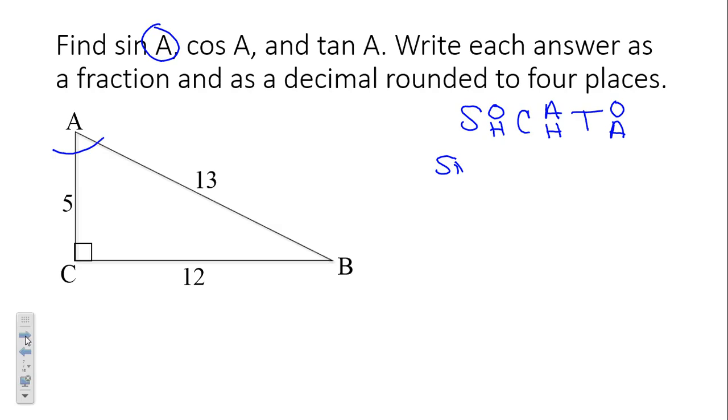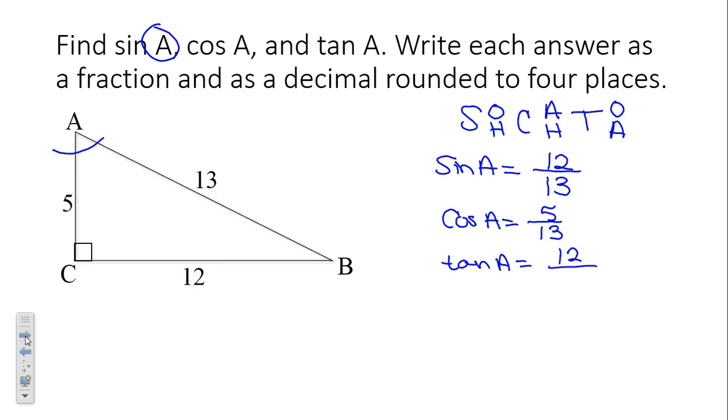So what is the sine of angle A? The SO stands for opposite over hypotenuse. Which one's opposite angle A? 12. Which is the hypotenuse? 13. And we're done. Cosine of angle A. Cosine stands for adjacent over hypotenuse. Which side is adjacent to angle A? 5. Which one's the hypotenuse? Tangent of angle A stands for the TOA, opposite over adjacent. Which one's opposite? 12. Which one's adjacent? 5. And we're done.